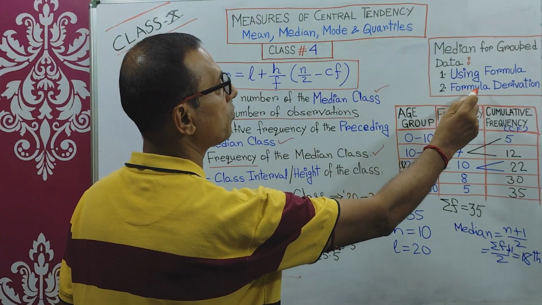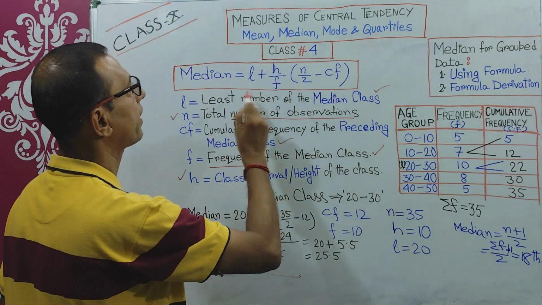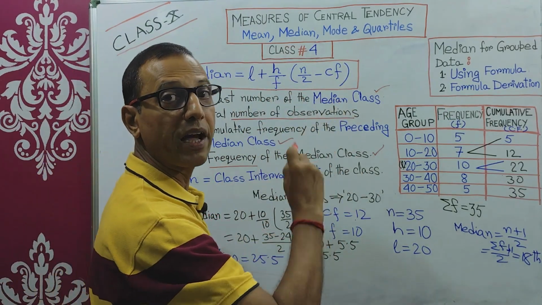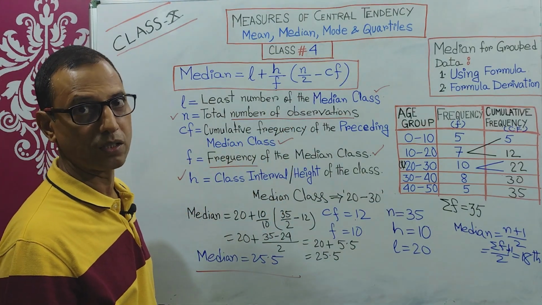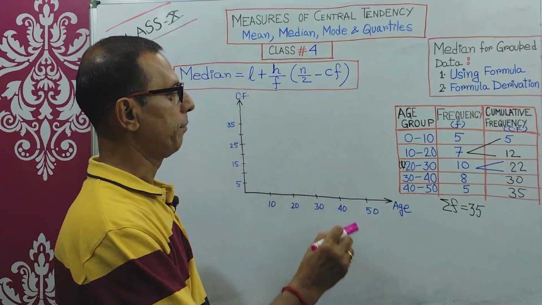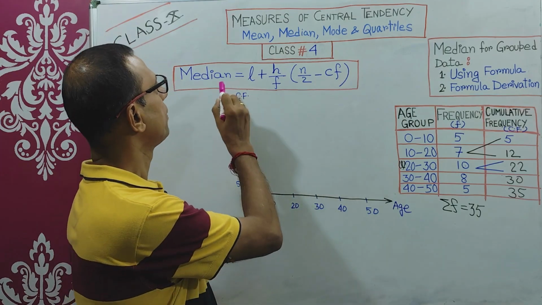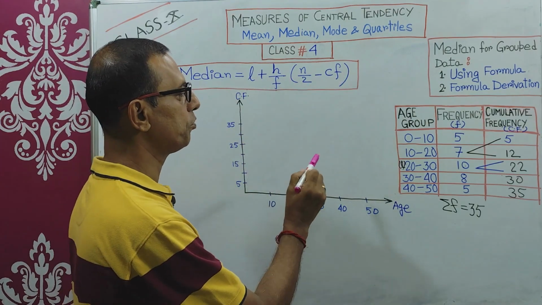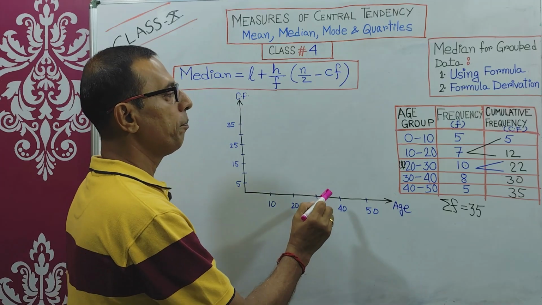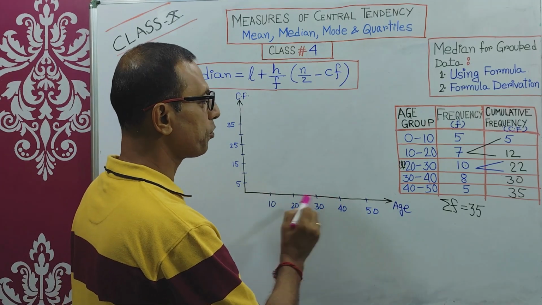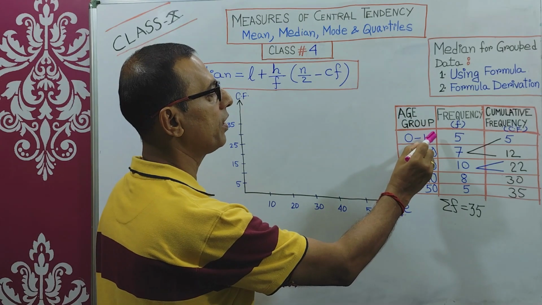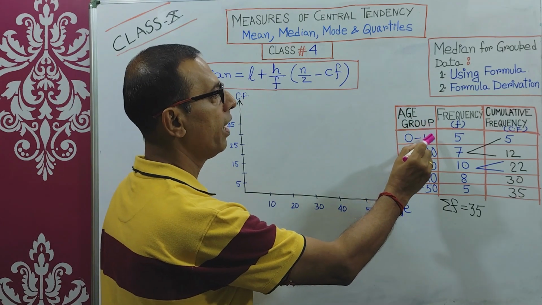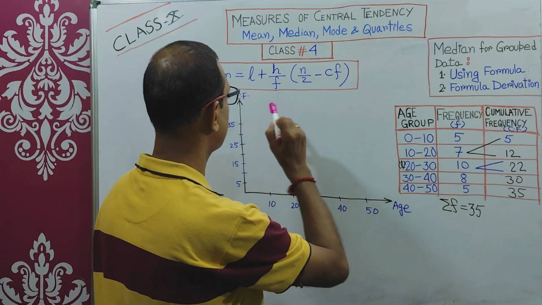Now I will explain how this formula actually comes about, how to derive the formula. Then it will clear your concept further. So to derive the formula, you need to put all the upper limits of each age group, along with their cumulative frequency, graphically.